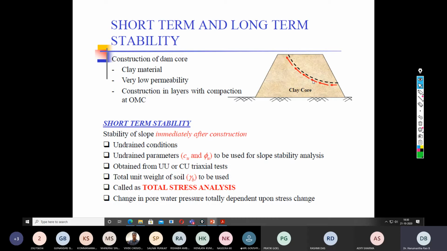So consequently, when you do not allow the water to dissipate, the kind of condition that prevails is an undrained condition. So the undrained shear strength parameters can be designated as Cu and Phi U. So for all short-term slope stability analysis purposes, one must use the undrained shear strength parameters, that is Cu and Phi U. And how do you obtain these Cu and Phi U? Either by conducting the unconsolidated undrained test or the consolidated undrained test.